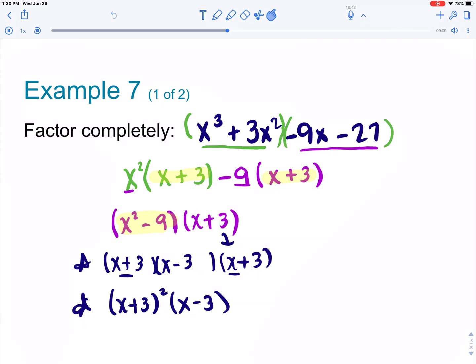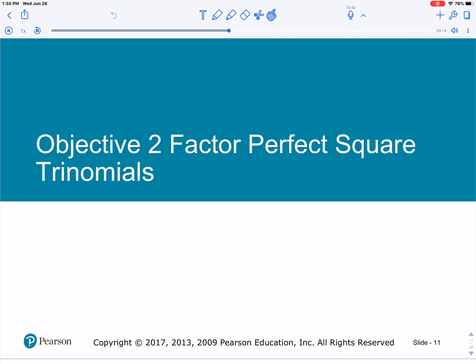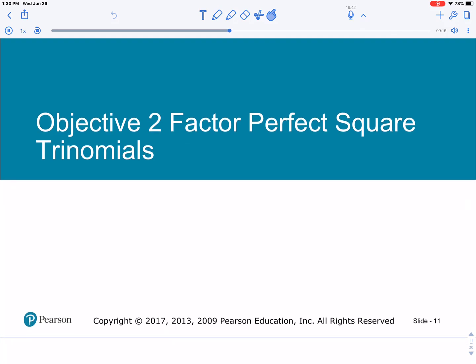So, all right, let's go to the next part. Okay, objective 2, factoring perfect squares. Sometimes, when I'm factoring these, I don't always recognize these, but if you just go to factor them like what we learned, and I think it was lesson 2, you'll get the same answer.